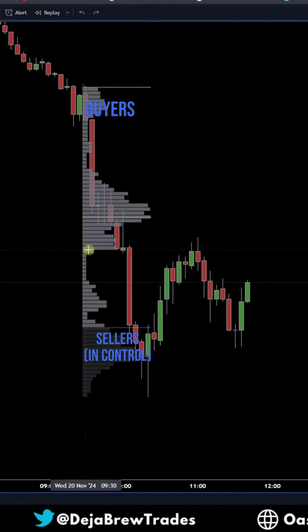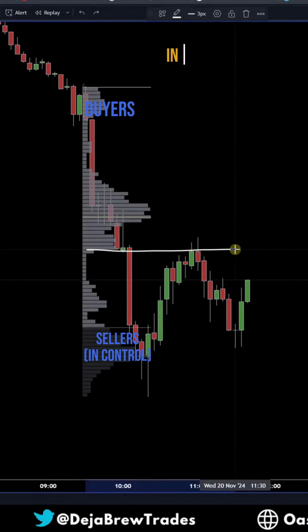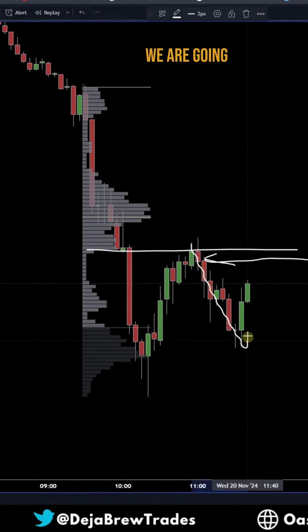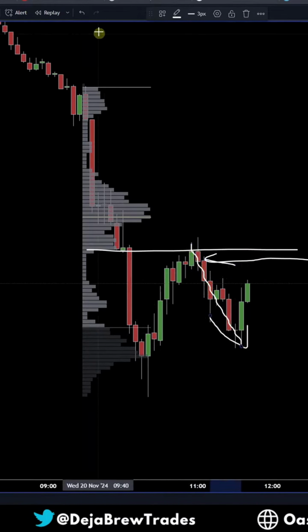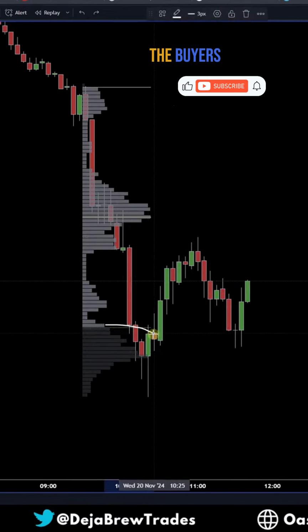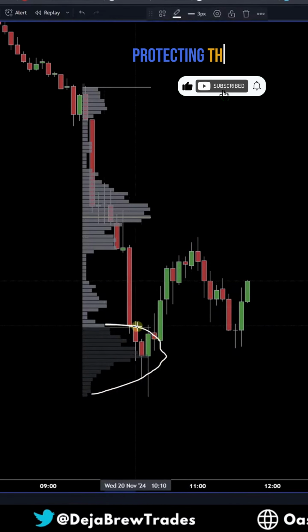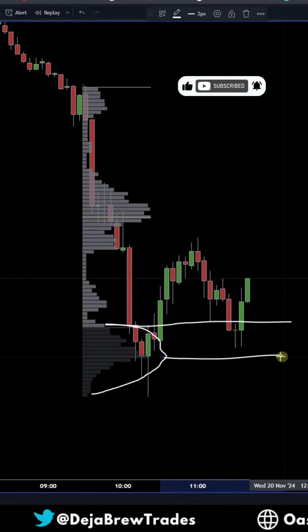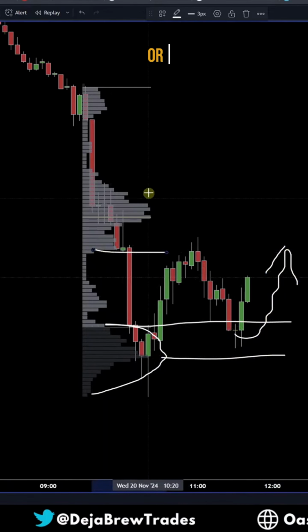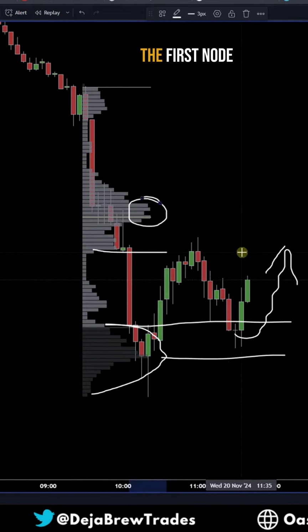So the buyers filled in the single prints, then the sellers took over, and now we are going back to that secondary node. Now, obviously, this time around, the buyers did a really good job protecting that secondary node. So now we are going back to that single print area or possibly the first node.